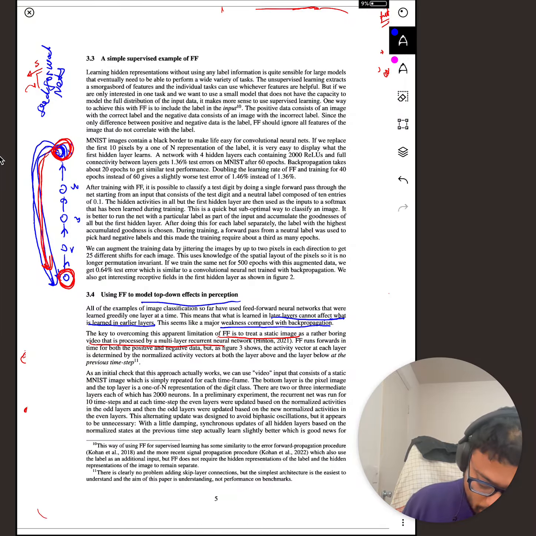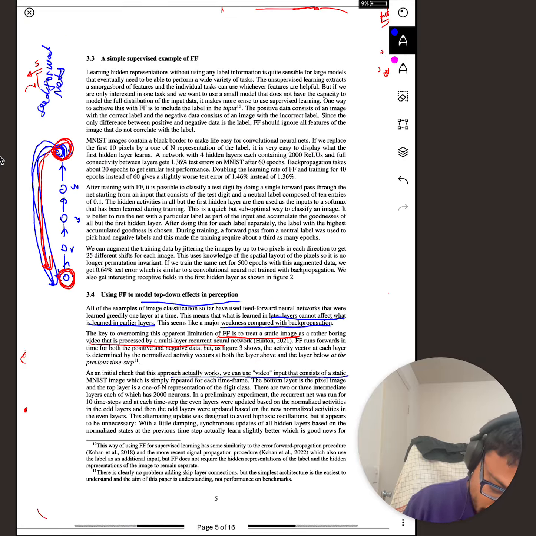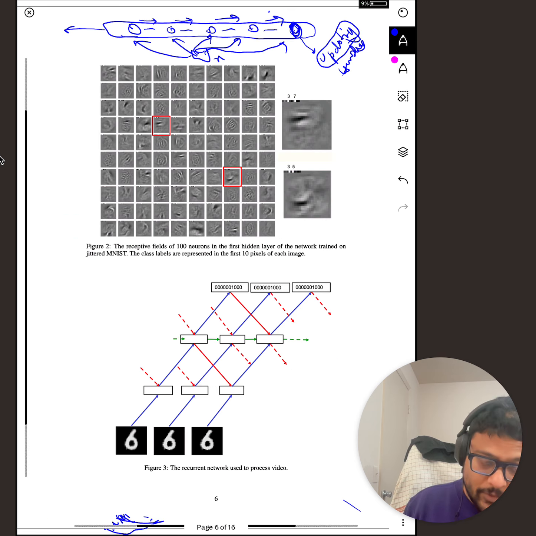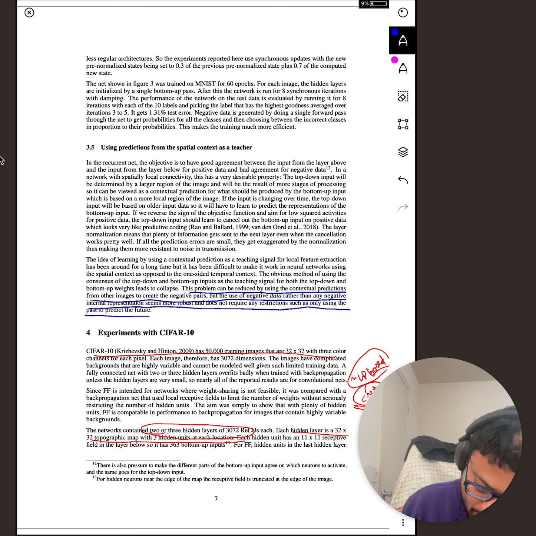So that is the whole point, and I hope you understood this analogy of treating an image as a boring video. And now let us look at some other philosophical stuff which Hinton has written. He says that the problem can be reduced by using the contextual predictions from other images to create negative pairs, but the use of negative data rather than negative internal representation seems more robust. It does not require any restrictions, such as only using the past to predict the future.